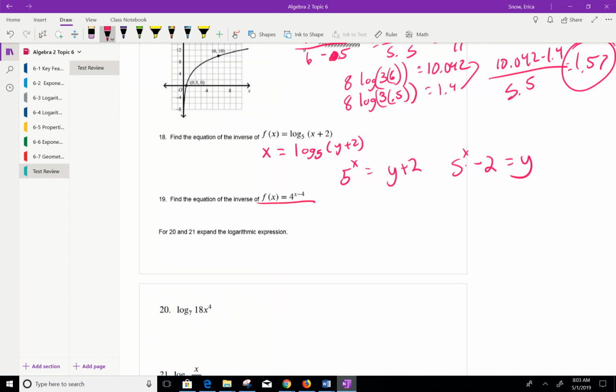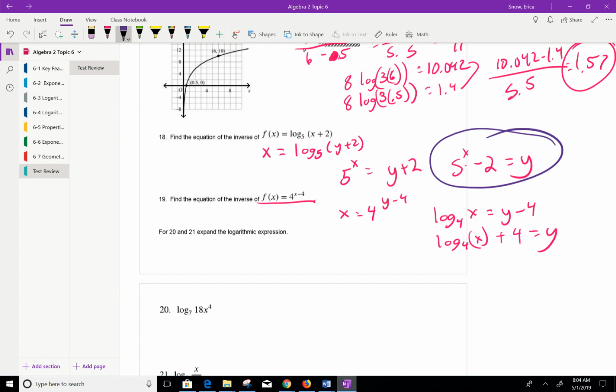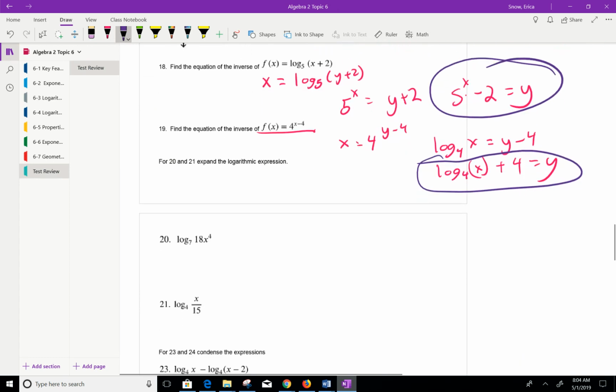Find the equation of the inverse here. x equals 4 to the y minus 4. I have log base 4 of x equals y minus 4. Log base 4 of x, and remember it's important for that x in parentheses, plus 4 equals y. So in both of these cases, here's the inverse there, and there's the inverse for number 19.